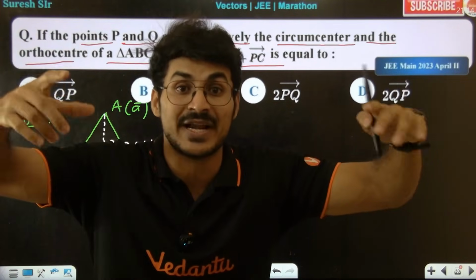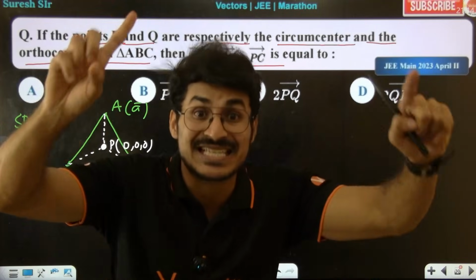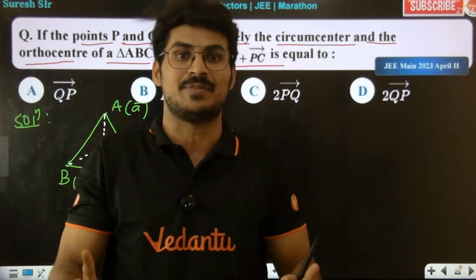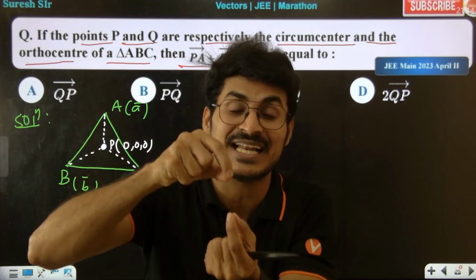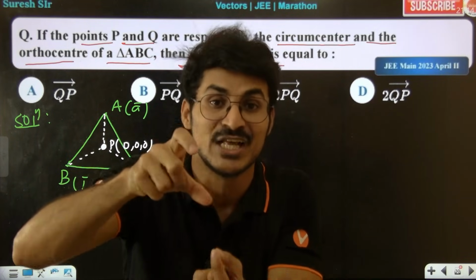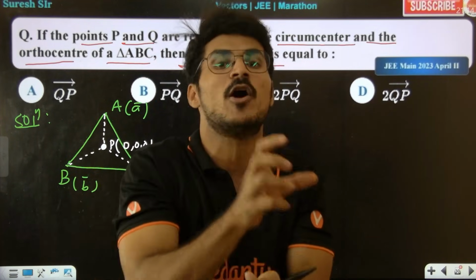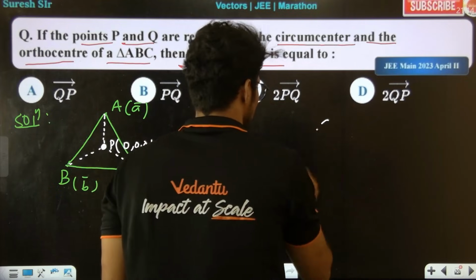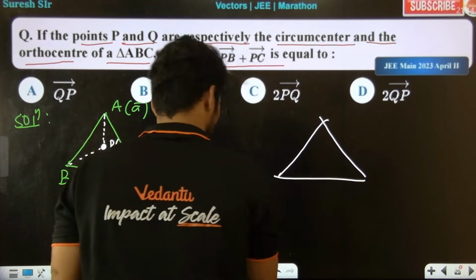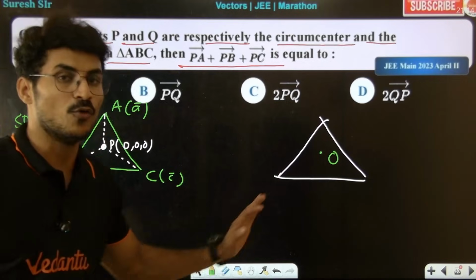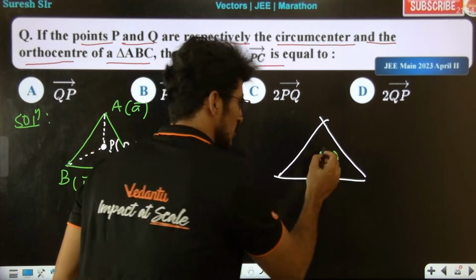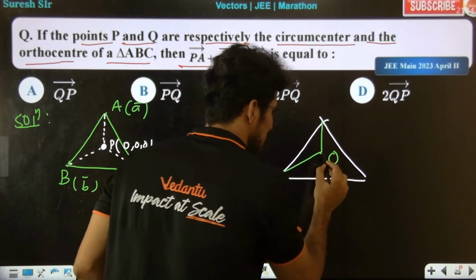Guys, in coordinate geometry, in the straight lines chapter, in the centers of triangles concept, you might have studied. Circumcenter is the only point which will be at an equal distance from all the vertices. Look at the board. I am denoting the circumcenter with O, for example. So this circumcenter will be at an equal distance from all the vertices.